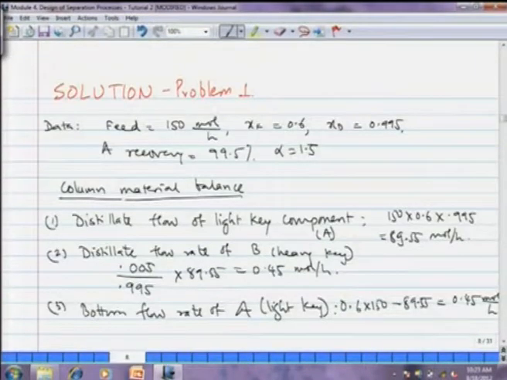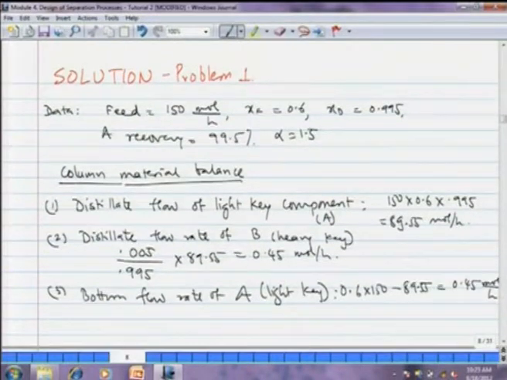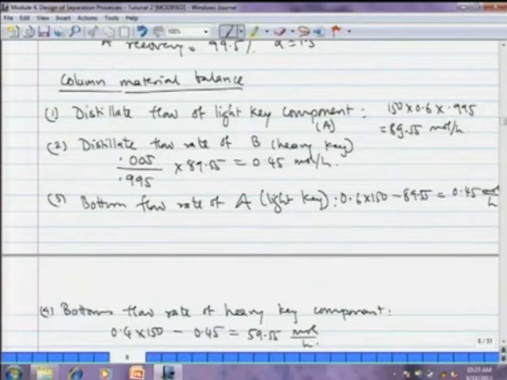The data given is feed, total feed is 150 mole per hour, mole fraction of more volatile component is 60%, XD, the mole fraction of A, the more volatile component in distillate is 99.5 because purity is 99.5. So, XD is 0.995, percentage recovery of A is 99.5%, alpha equal to 1.5. So, to start with, we do the complete material balance across distillation column.